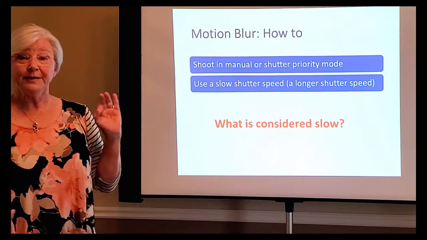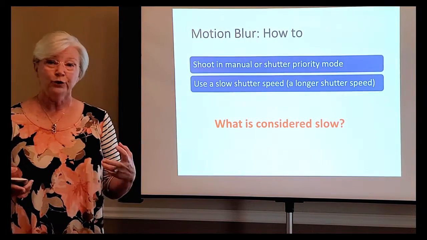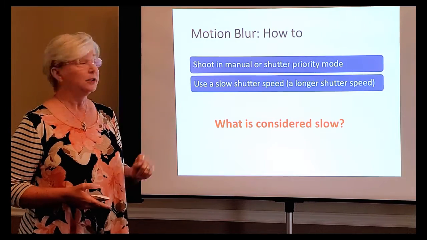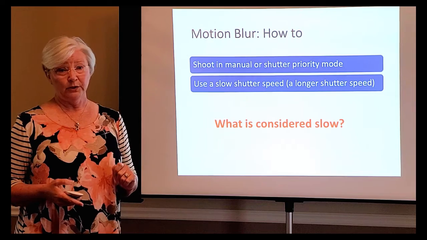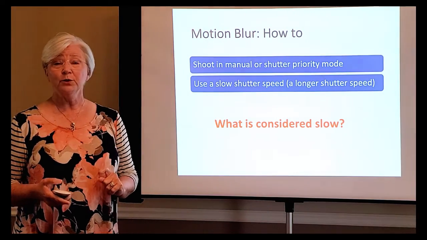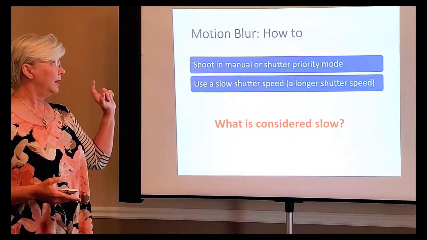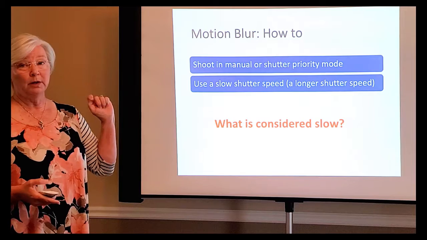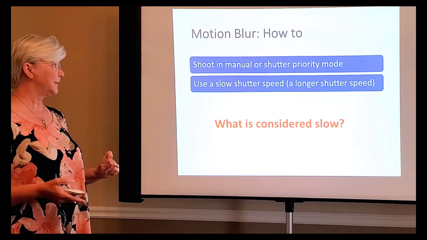All right, so we've seen some examples. Let's talk about how to actually use your camera and get motion blur. First of all, you should consider shooting in manual mode or shutter priority mode. Shutter priority mode is going to let you control the shutter speed, and then the camera will take care of the rest of the exposure. In manual mode, you have to take care of all of the exposure elements.